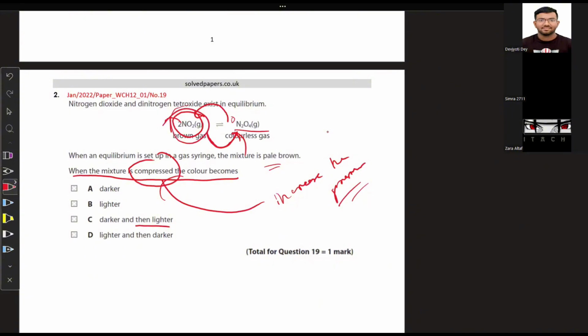Because the equilibrium at the end shifts to the right side, because according to Le Chatelier's principle, if you increase the pressure, the equilibrium tends to shift to the side where there are fewer moles. So you can see there is one mole and that's 2 moles. So it's going to be darker first, and then it's going to become lighter. Did you get my point? This is a much more detailed way to answer this question. That's why I told you it's a little bit tricky. Did you get my point? Yeah. Okay, very good.